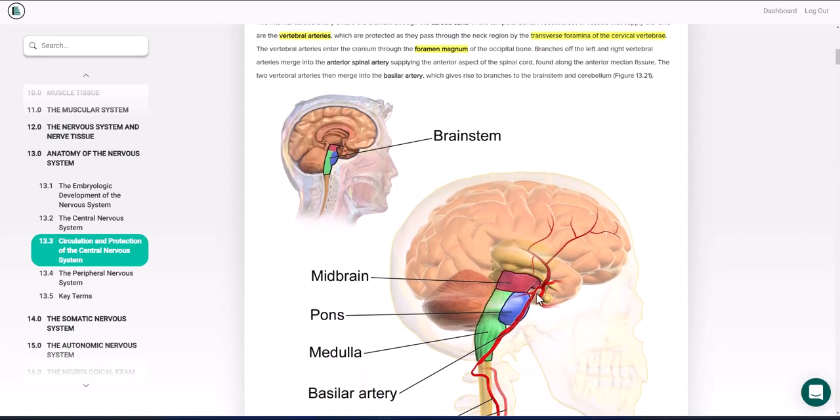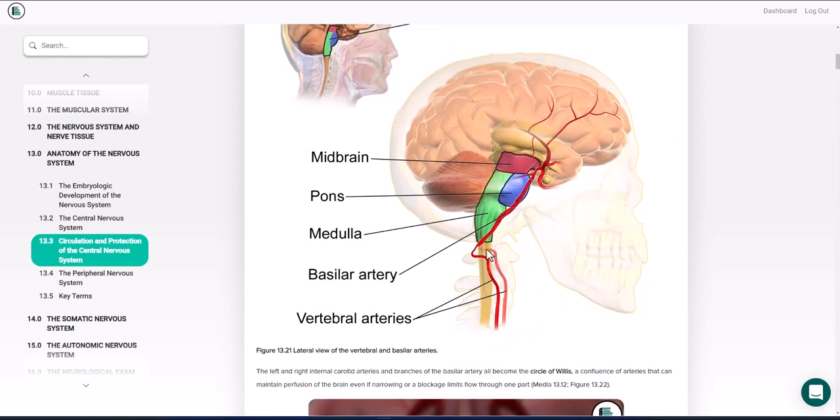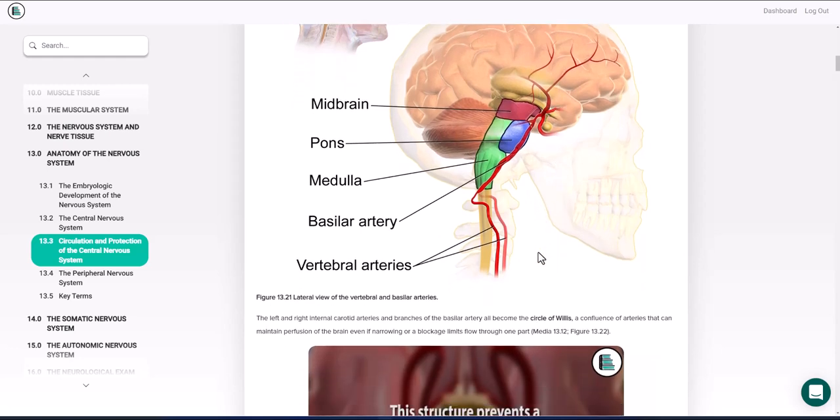So if we take a look here in this diagram, what we're seeing here are the vertebral arteries. You can imagine they're coming up through those transverse foramina of the cervical vertebra, and we'll see that those two vertebral arteries are going to merge into the basilar artery, and the basilar artery is going to travel up through the foramen magnum, along the medulla, the pons, and we'll see how it also goes into the deeper brain matter here in a moment.